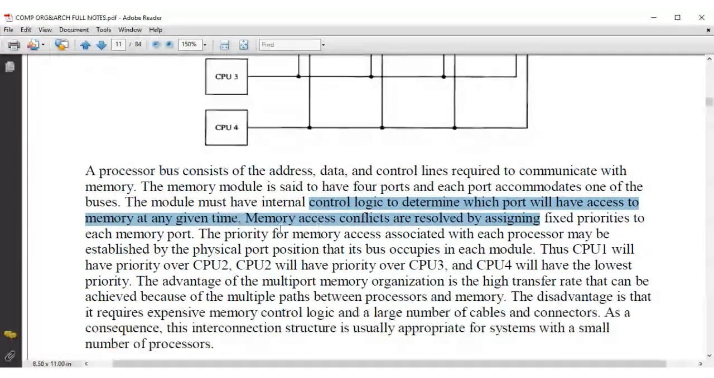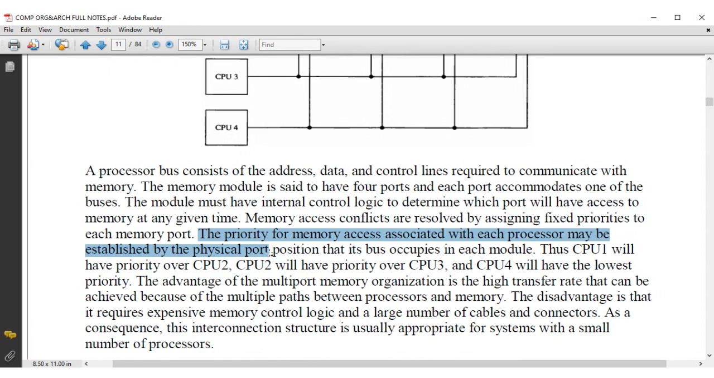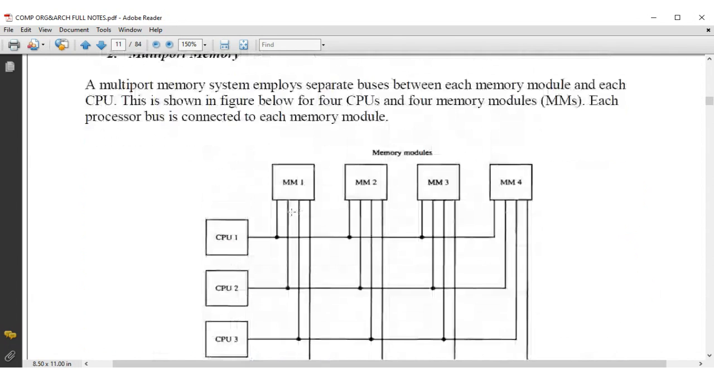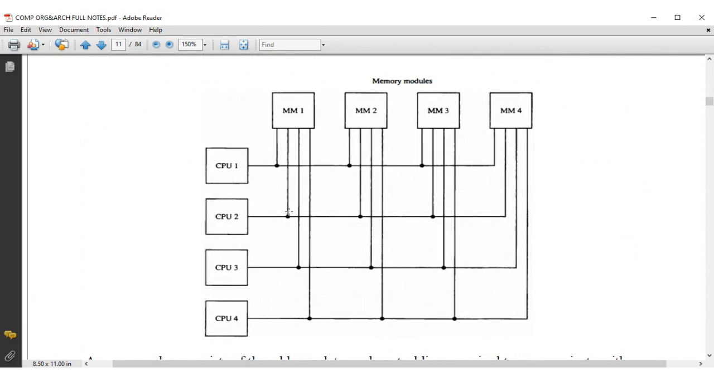Let me also finish with this. Memory access conflicts are resolved by assigning fixed priorities to each memory port. I want you to discover how "ports" is being repeated every time. So the memory module has logic to determine which port will have access to memory at any given time. Then the priority is determined at the port. This is how a multi-port memory system works.